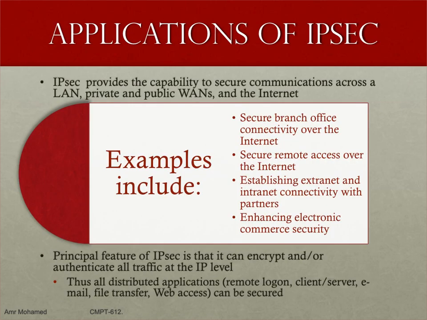So what are the applications of IPsec? Why do we need IPsec? IPsec provides the capability to secure communications across LAN and private and public WANs, which means that at the IP level, of course, we're talking about source to network or network to network, right? So that's what we have studied, right? IPsec tries to secure either from one user to a particular network, or from a network to network. User to a network is what we all use almost on a daily basis, by using VPN. So VPN, in fact, uses IPsec.